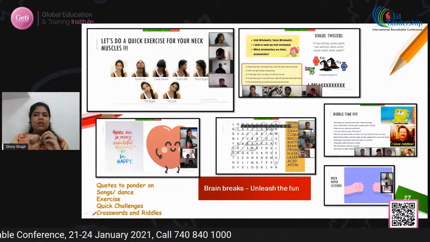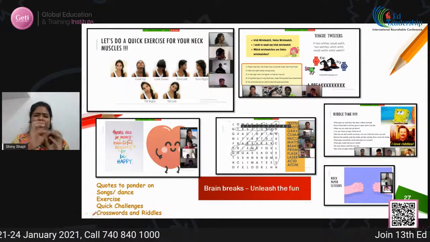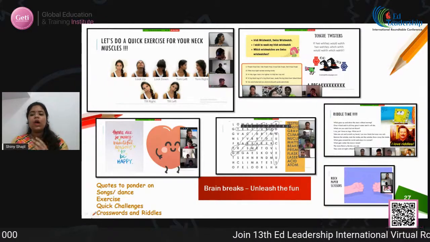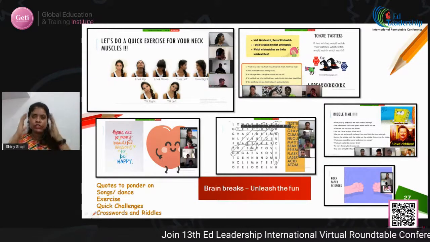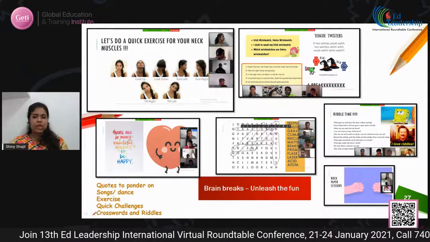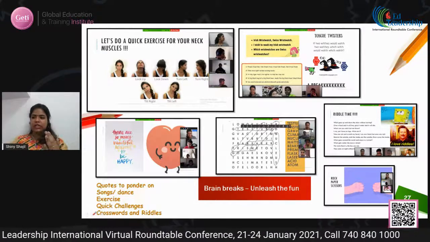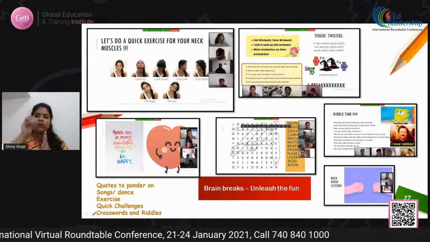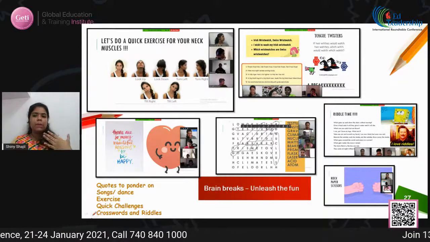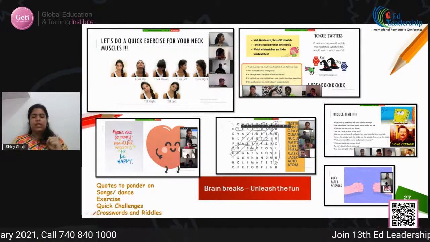Their concentration span is a bit short, and because of technology it has become even shorter. So how shall we ensure that the students also get a small break? We have to introduce the concept of a brain break. In between your active learning strategies, you have to introduce a brain break. Now, how can you do that? By introducing small games in your session.